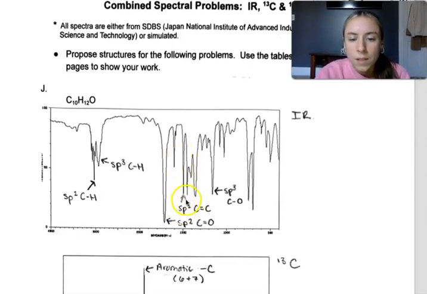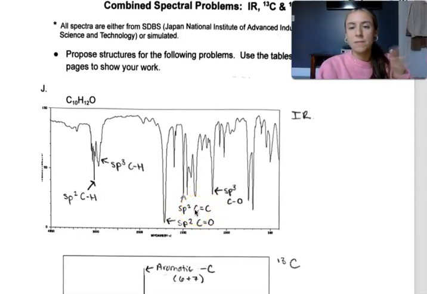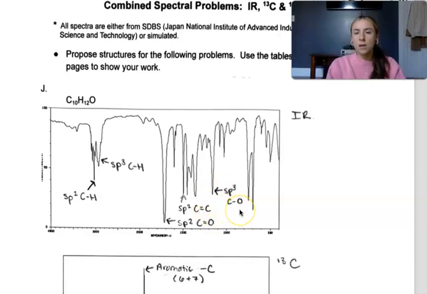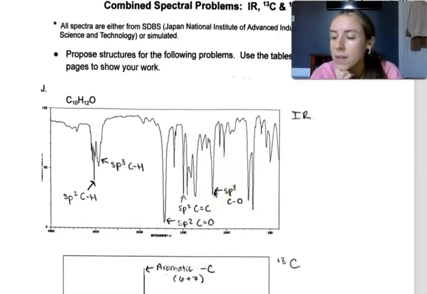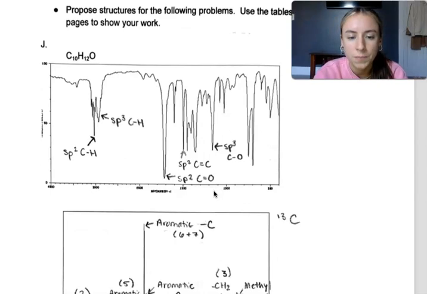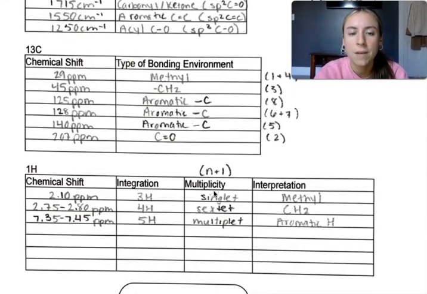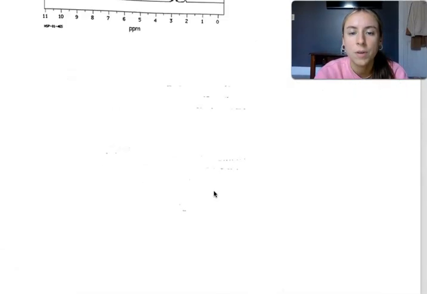And then this peak here is an sp2 C double bond C. That one's about 1,550. And then this last peak here I found to be a CO bond. And this peak right there, the sp3, that one's at about 1,250. I'm getting my numbers from my charts down here that I'll go through.